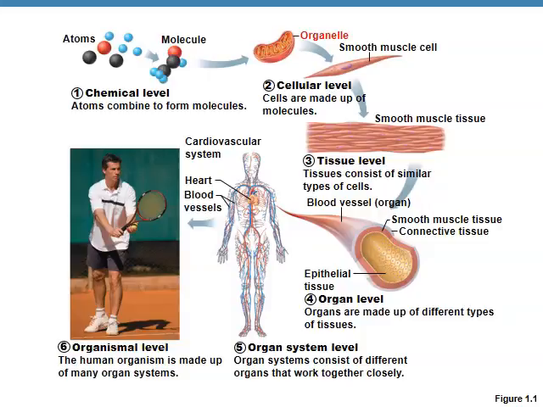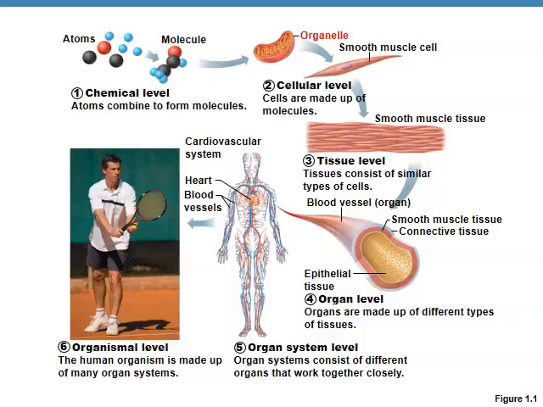Water is a molecule. Carbon dioxide is a molecule. These molecules then organize. We have organelles, and those organelles are inside cells. And then if we have several types of cells coming together, that forms tissue. And if we have several types of tissue coming together, that forms an organ. And then we have an organ system, and then we have an organism.